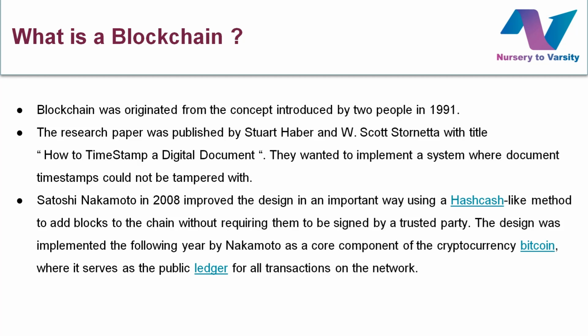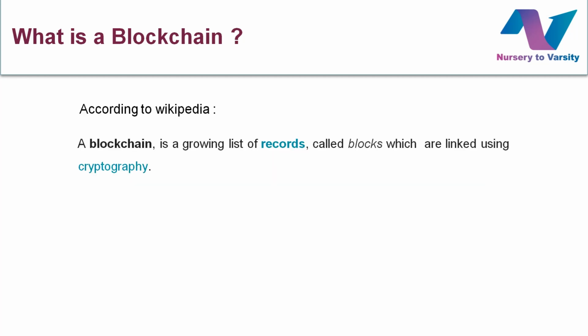Now you might be wondering how blockchain stands in front of artificial intelligence and machine learning and all these technologies. So let me tell you, the blockchain is a lot easier than artificial intelligence. According to Wikipedia, a blockchain is a growing list of records called blocks which are all linked using cryptography. So we can get the idea with this example.